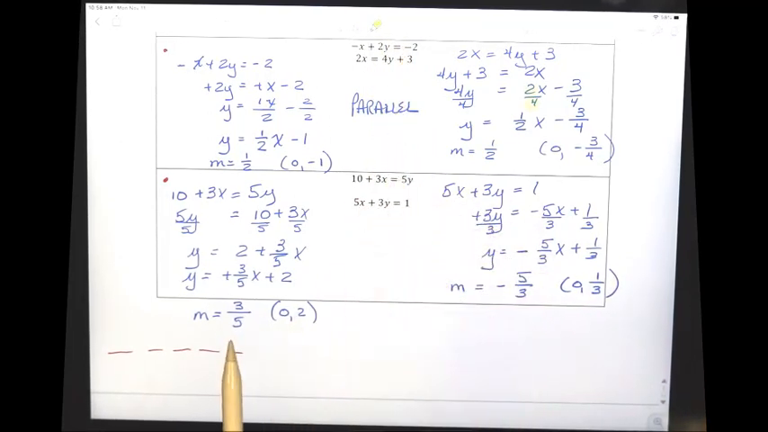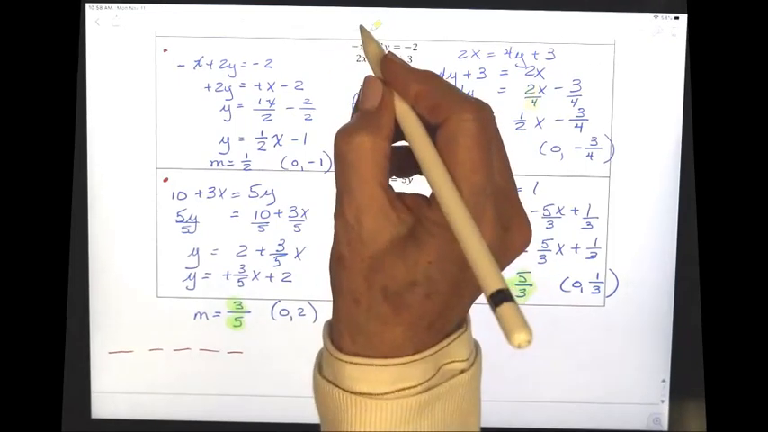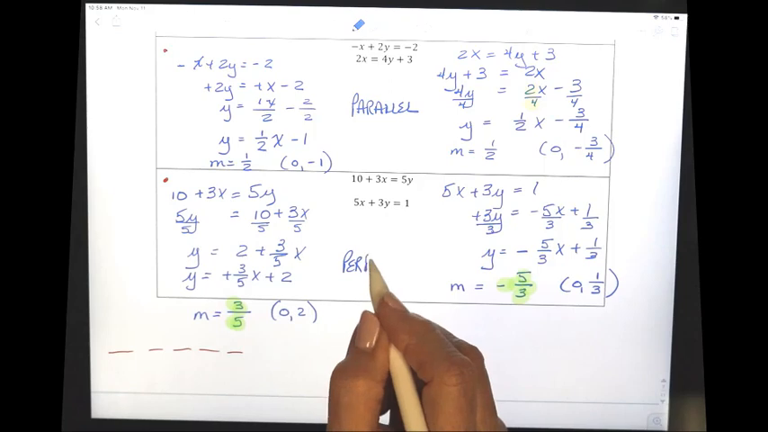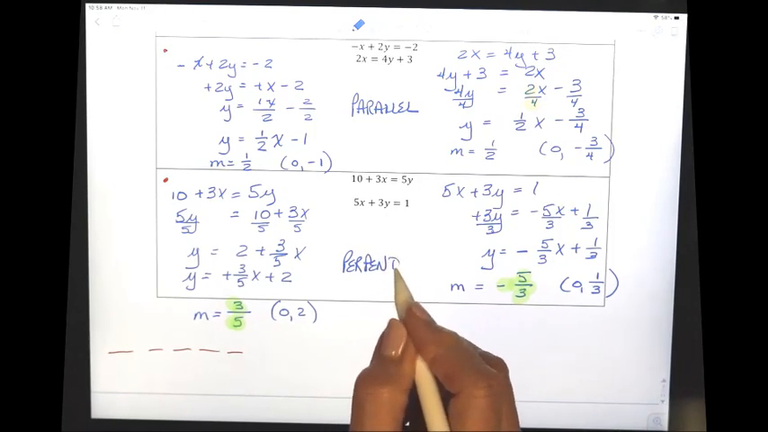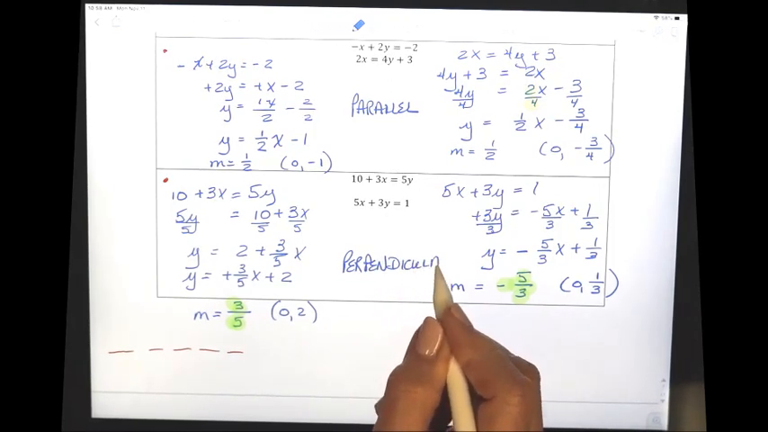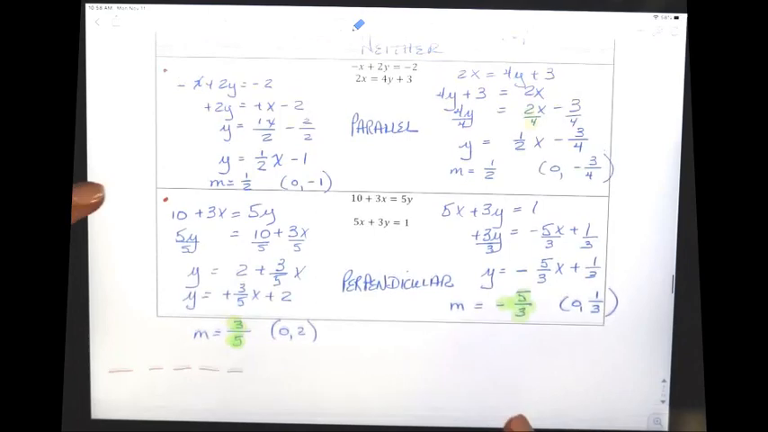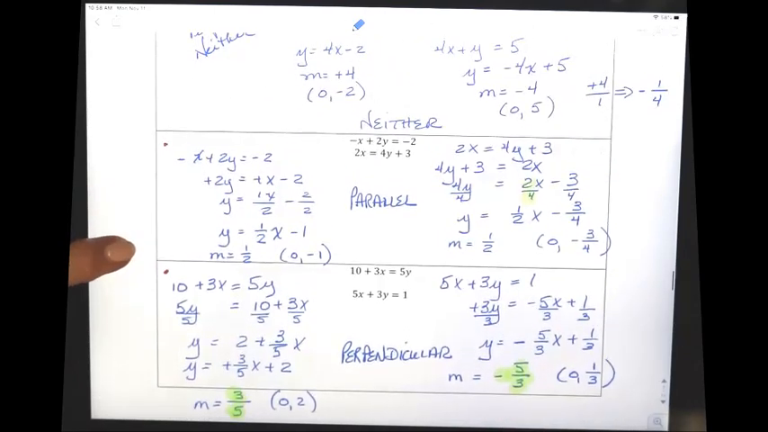So doing a quick comparison here, I see a +3/5 on this slope, and I see a -5/3 on that slope, which leads me to conclude that these are perpendicular. And of course, you can also see that the y-intercepts are different. So I hope that will help you when you need to determine whether lines are parallel, perpendicular, or neither.